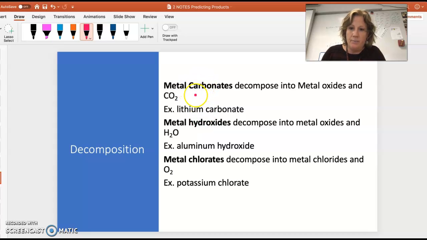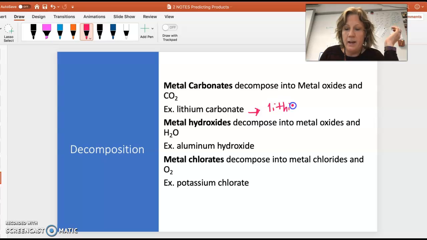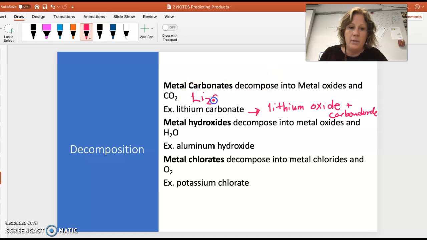Metal carbonates can decompose into metal oxides and carbon dioxide. That means, if I have lithium carbonate, I'm going to do it as a word equation first. I'm going to get a metal oxide, so I would get lithium oxide and carbon dioxide. Now I'm going to write it as a chemical equation. So Li2CO3 will break down and give me Li2O, minus 2 plus 1. That's how I know the formula. And then carbon dioxide. And this is already balanced.